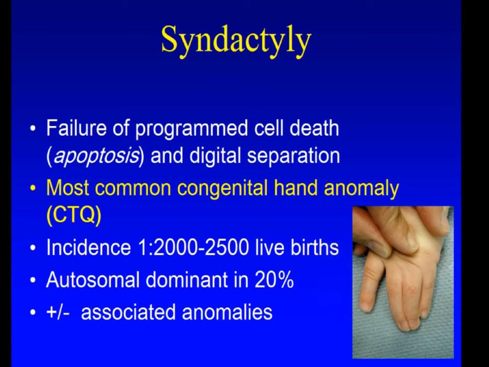So the first topic we'll hit on is syndactyly, and this is failure of the apoptosis that we showed earlier so that you don't get digital separation. And according to the test question, this is the most common congenital hand anomaly. The incidence is about 1 in every 2,000 to 2,500 births. It can be autosomal dominant in some cases, although most of the time, obviously, it's an isolated problem. And it may or may not be associated with other anomalies. Just keep that in mind.